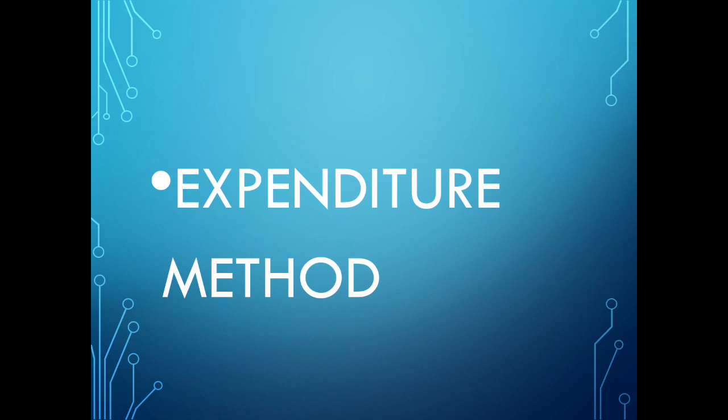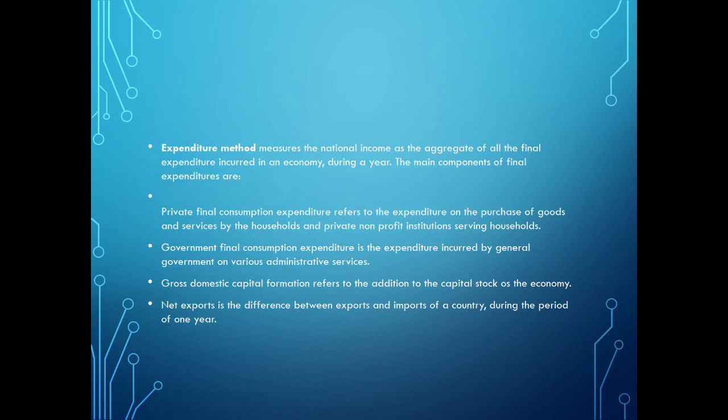Next is expenditure method. Expenditure method measures the national income as the aggregate of all the final expenditure incurred in an economy during a year. Here under this method we will calculate the national income by adding up the expenditure on final goods and services in an economy done by all the sectors of the economy. The main components of final expenditure are: number 1, private final consumption expenditure, means expenditure on the purchase of goods and services by the household sector and private non-profit institutions serving households. Second is government final consumption expenditure, means expenditure incurred by general government on various administrative services.